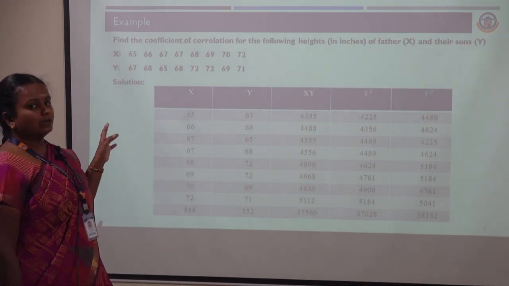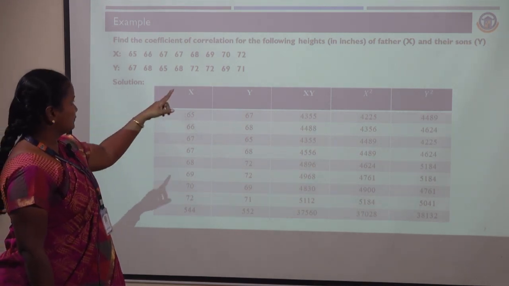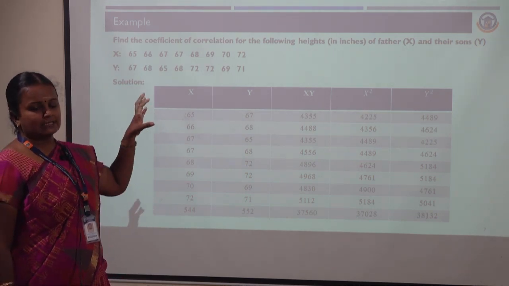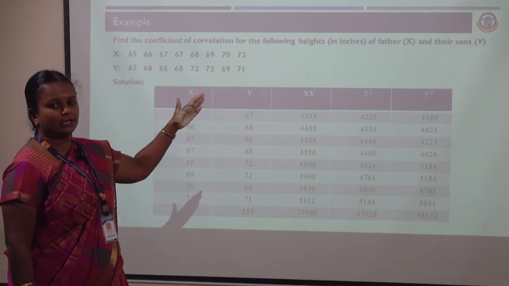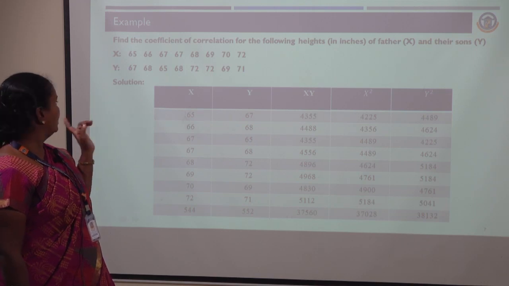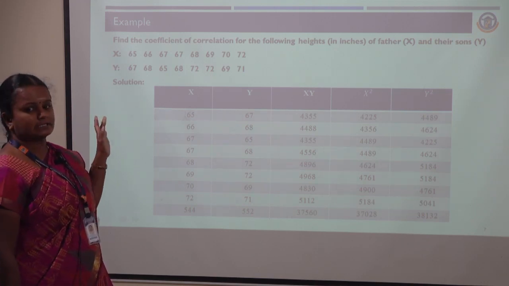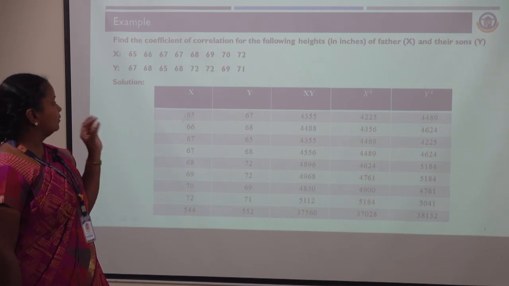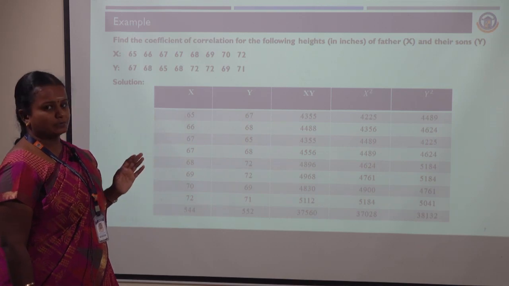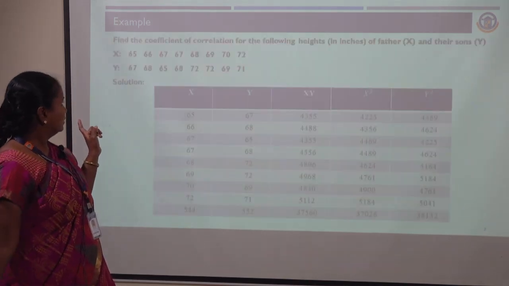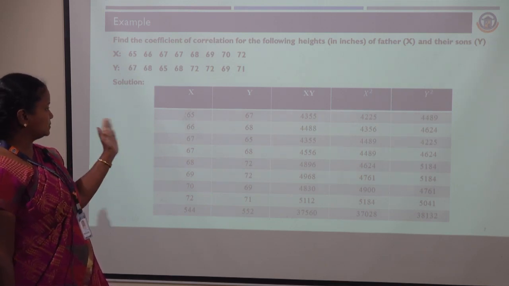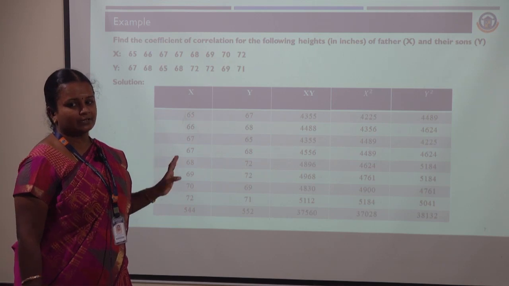For example, find the coefficient of correlation from the following heights of father x and son y. Father's heights are considered as x, corresponding son heights are considered as y. X values are given by 65, 66, 67 etc., and y values are given by 67, 68, 65 etc. First, calculate x, y, xy, x squared, y squared terms. Taking the x values 65, 66, 67, the corresponding y values, multiplying and squaring these terms, we get this table.